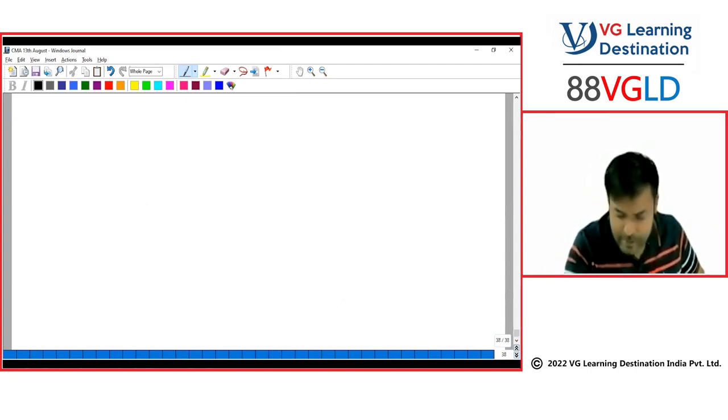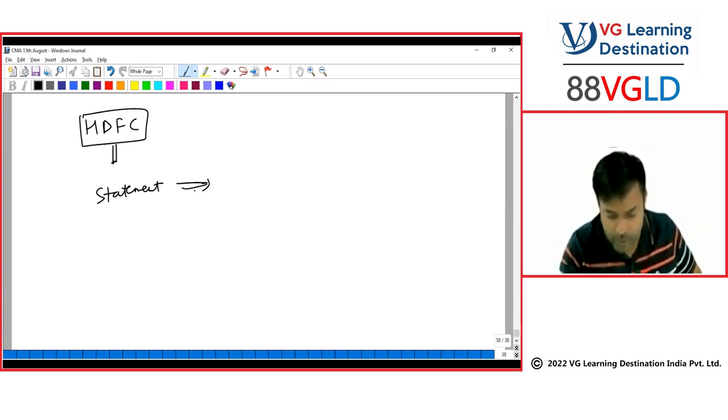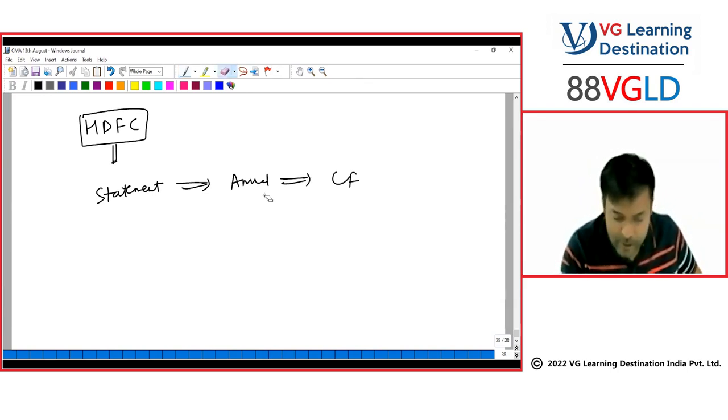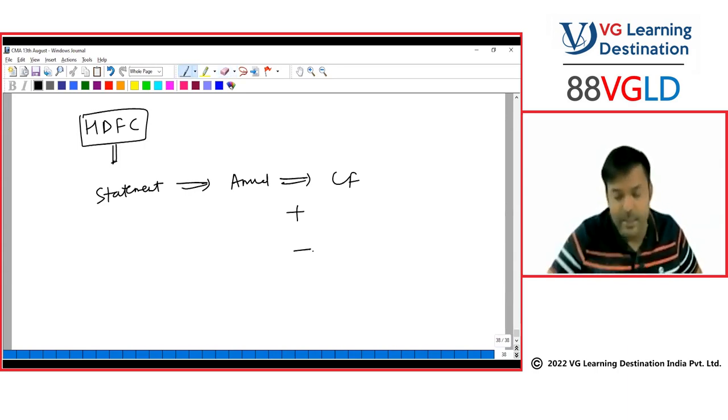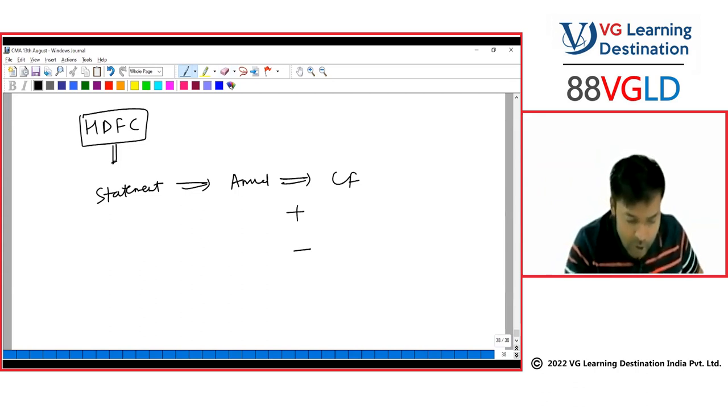For example, in your case, let's say you have a bank account with HDFC. If HDFC is giving you the statement, does HDFC give you the statement only for one day? No, it gives you the annual statement, right? Because that shows how much you have purchased, how much amount is received, how much has gone. So that's a full year. But at the end of the statement, you will find the closing balance.